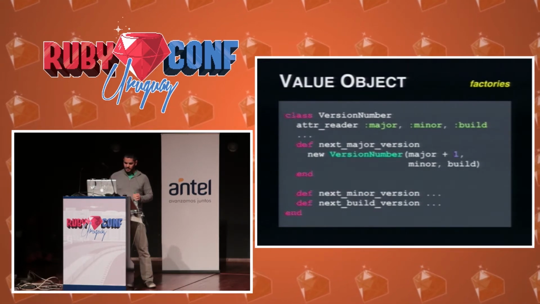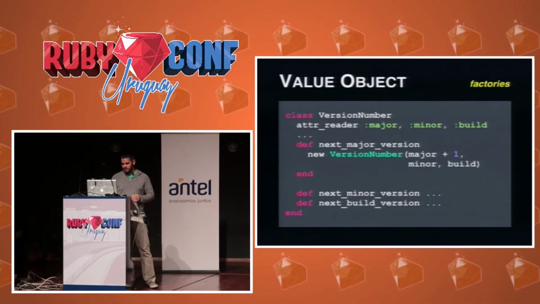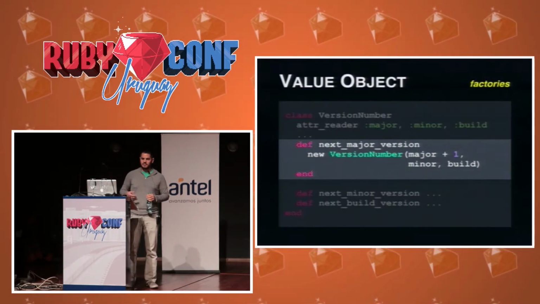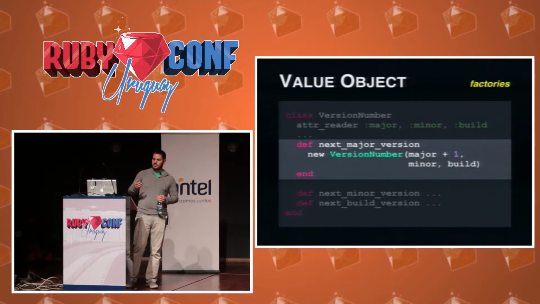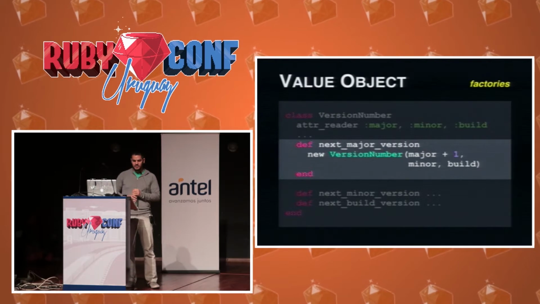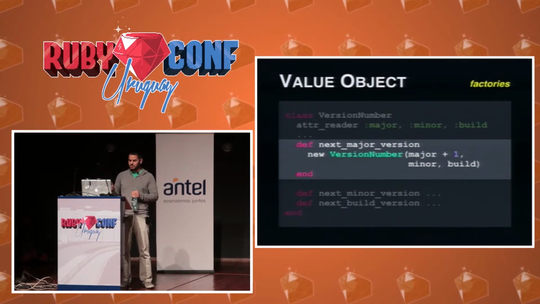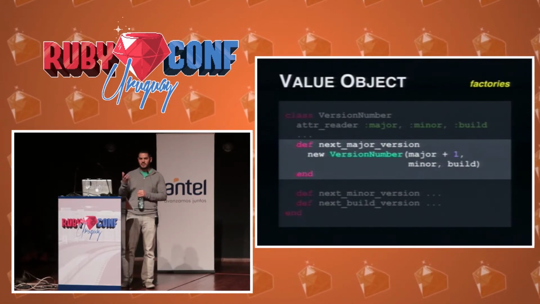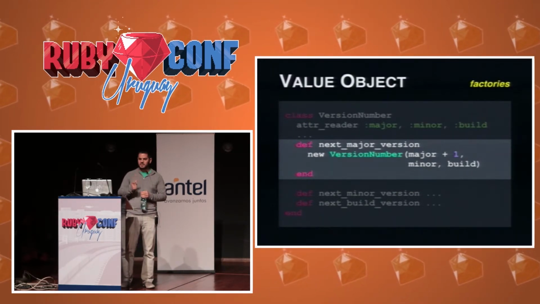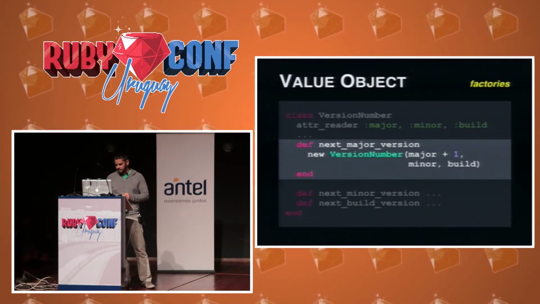So let's look at another example, version number. So version number has major, minor, and build. But we also have some nice utility factory methods that allow you to increment a version number by 1. Might not look like much, but instead of having your code scattered with new version number, major +1, minor, and build, you have everything together in one area, organized, and then there's just very simple methods that you're using in your controllers or other places in your code.